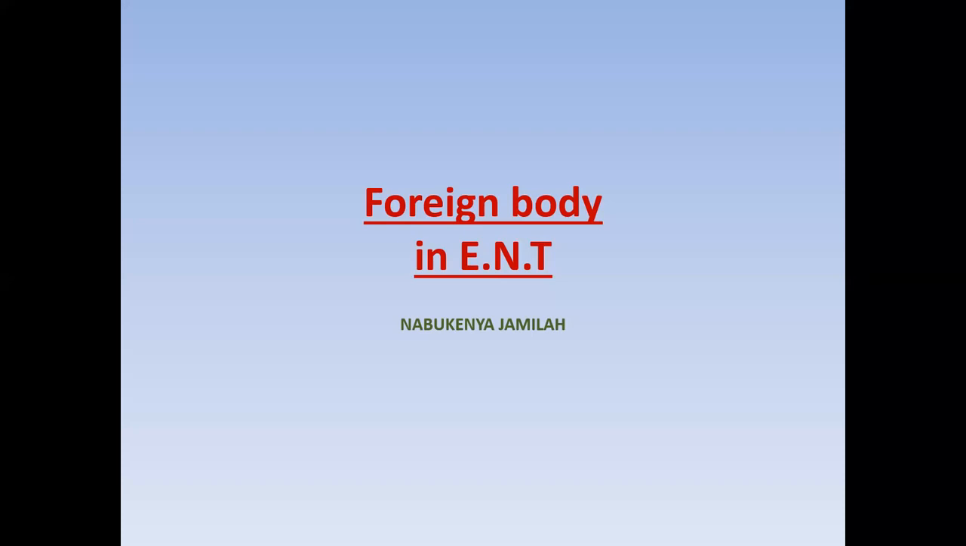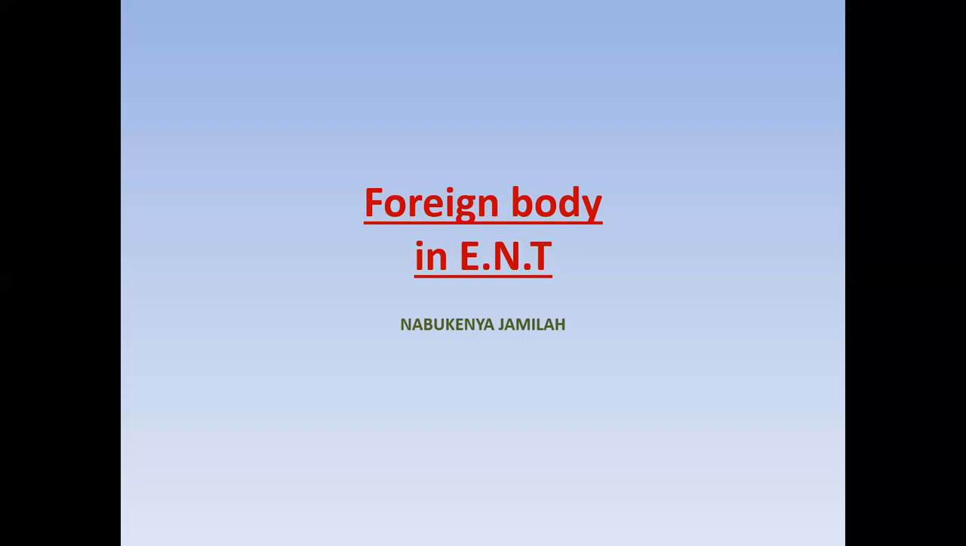Today, we are going to talk about foreign body in ENT. So we shall talk about foreign bodies in the ear, nose, and throat. I have tried to elaborate more so that if you are in a resource limited setting and you are unable to refer the patient adequately, you are able to remove the foreign body. But if you are unable, it's advised that you refer to an ENT specialist for further management.